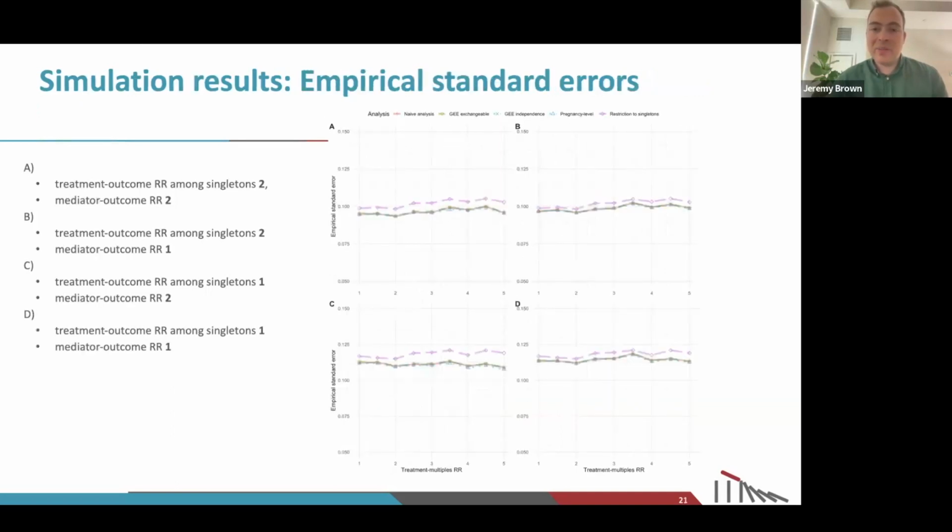And now we have the empirical standard errors. So how much variance are the estimates having across the simulations? And we see that they have very similar variance across estimates, with the exception of the restriction to singletons, which we might expect because we've reduced the sample size in that approach.